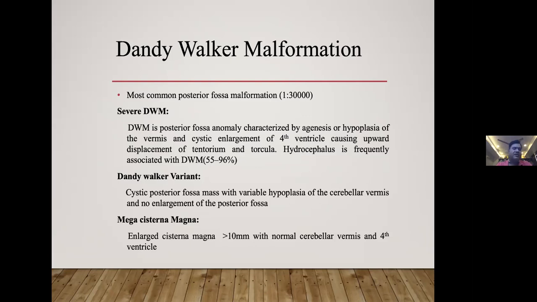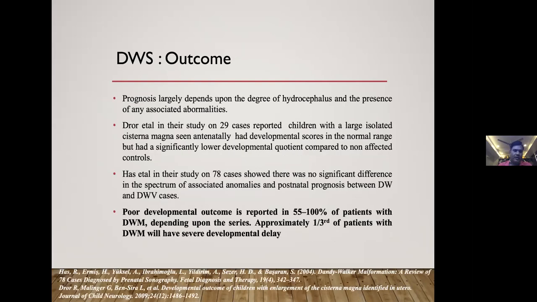And we discussed in the slide that the prognosis is very good, with only 3 to 8% of them having some minor neurological impairment. If you look at the outcome of Dandy-Walker syndrome, the prognosis largely depends upon the degree of hydrocephalus, the presence of associated abnormalities, and also the extent of hypoplasia the cerebellum has. In most of the studies, a poor developmental outcome is reported in almost 55 to 100% of the cases.